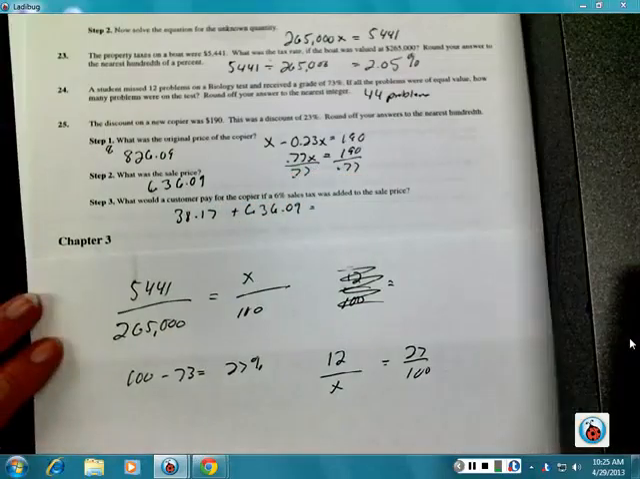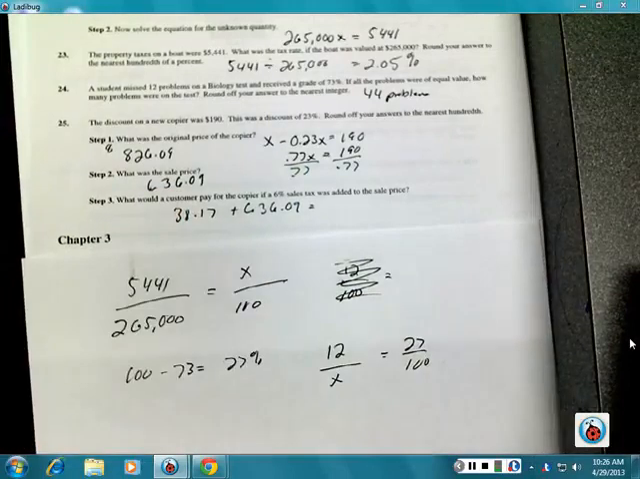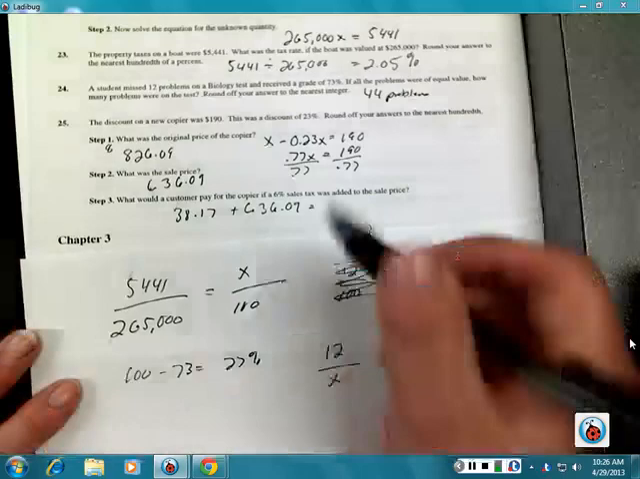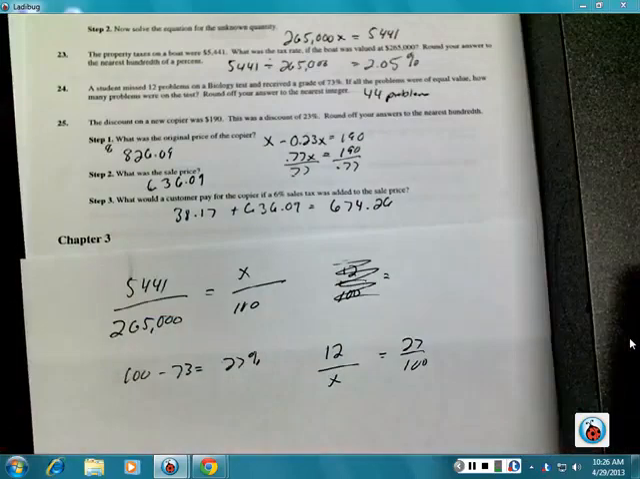Now, do they want to add it to the 826.09? No. They want it added to your discounted price. You don't pay tax on the $826 because you got it discounted by $190. So you only pay tax on what you pay, not on the original price. So you pay taxes on $636.09, and you just times that by 0.06. Add it to 636.09, and so you walk out the door paying $674.26. Could you just times by 1.06? Yes, and then you wouldn't have to add it again. Yep, you can do that.